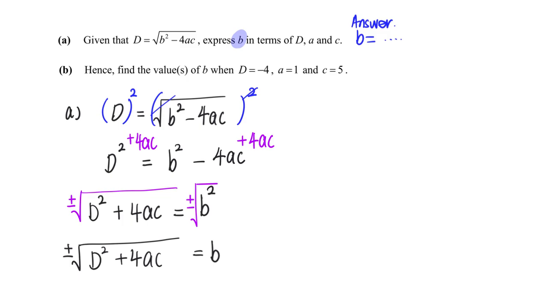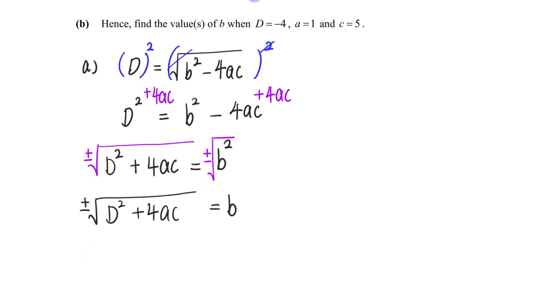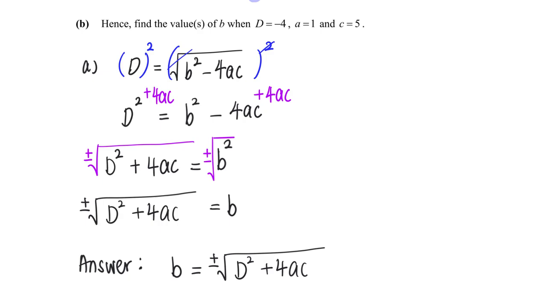Okay? And in this particular case, since we want to have b in terms of d, a, and c, for the final answer, we have to rewrite this with b at the left side and the other terms will be on the right side.